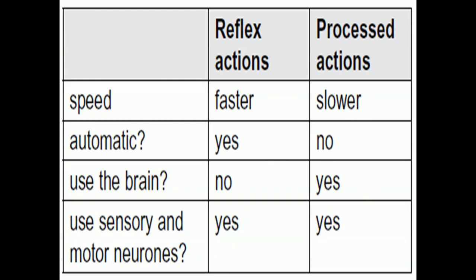So to make sure you understand the difference between a reflex arc and a process response, the reflex arc is a lot faster. There are fewer neurons in the pathway, fewer synapses involved. So it's a faster action. It's an automatic action. It could bypass the parts of the brain that are involved in processing. So sometimes information can be sent to the unconscious part of the brain to make a reflex action, but usually it's the spinal cord. Whereas the process response always uses the brain, and both of them involve the sensory and motor neurons.